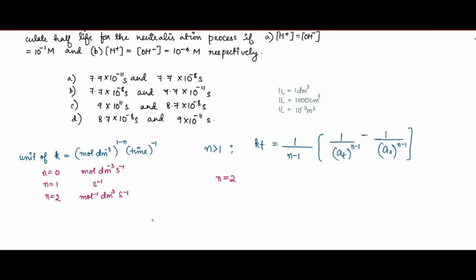So if n is equal to 2, Kt is equal to 1 by 2 minus 1, which is 1, into 1 by A to the power 2 minus 1, minus 1 by A0. This is the integrated rate equation for the second order reaction.